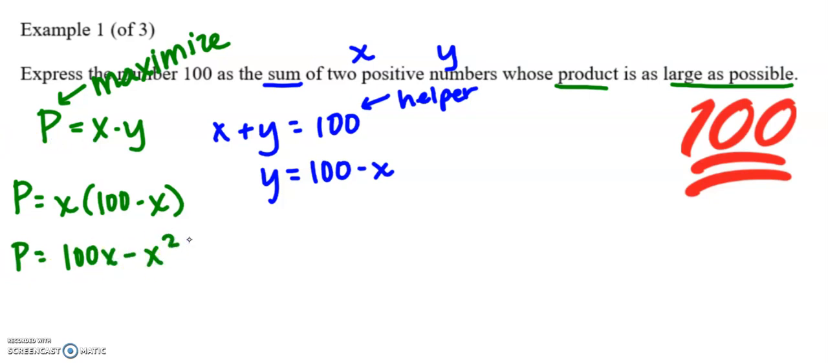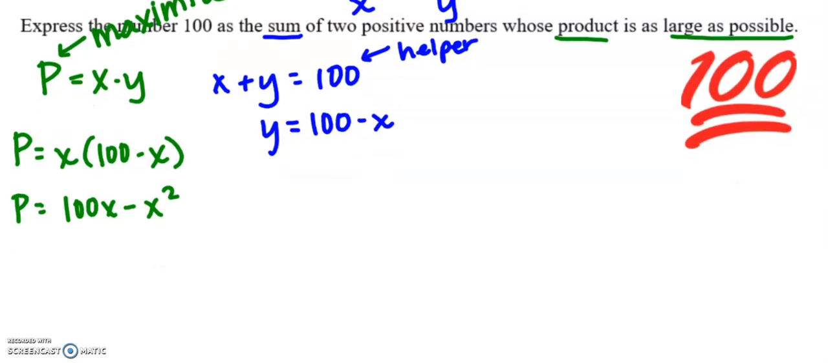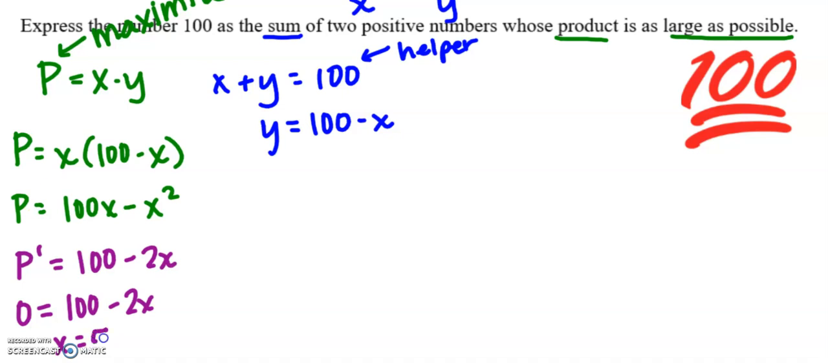One independent variable. So now if I want to find the maximum of something, I'm going to take the derivative, P prime. I'm going to set that derivative equal to 0. And I get x equals 50.